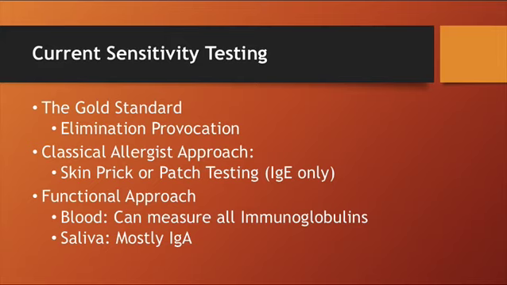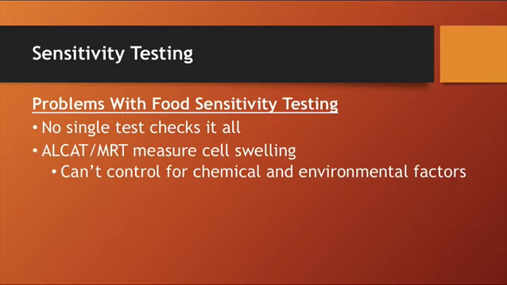So, problems with food sensitivity testing: no single test checks it all. You may be thinking, well, I've heard that there's this thing called ALCAT or MRT. Those are two different tests that have similar concepts. And honestly, the concept is pretty good, which is, let's measure your immune cell. Let's take a white blood cell, for example, and measure how big it is, and let's expose it to the protein of a food. And if the cell gets bigger, then we'll assume that the immune system is making stuff in reaction. And that's really kind of the theory.